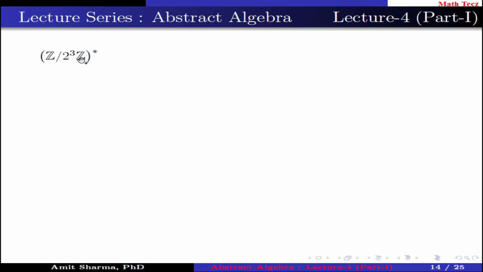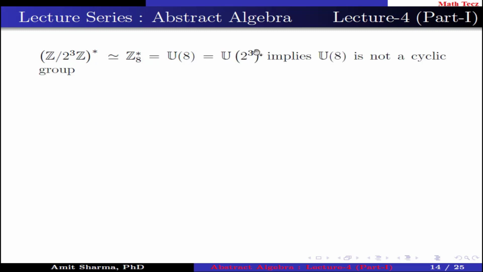Z/2 cube Z star is isomorphic to Z8 star, which is equal to U of 8, which can be written as U of 2 cube, implies U8 is not a cyclic group because n is 2 to the power k and k is 3. Therefore, option 2 is wrong.